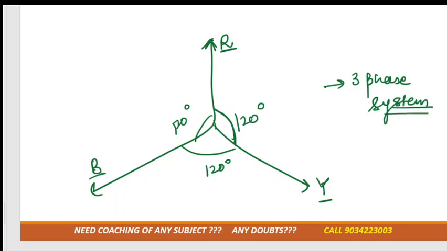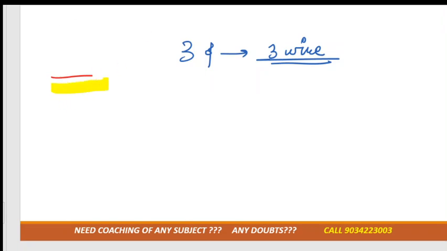Now, suppose just imagine I gave you three wires. Three phase means three wires, and I told you to interconnect these three wires. So how can you connect? One wire is of red color, another wire I gave you is yellow, and another wire is blue. I gave you three wires and you need to connect them.